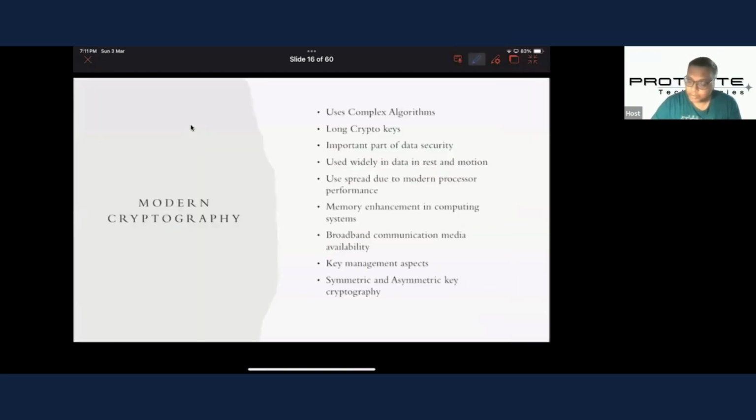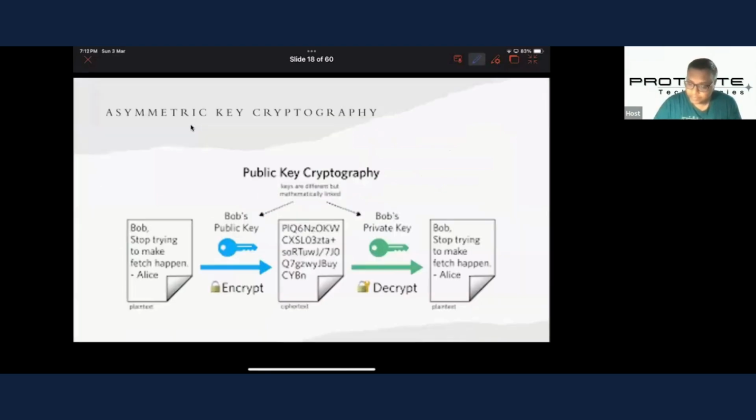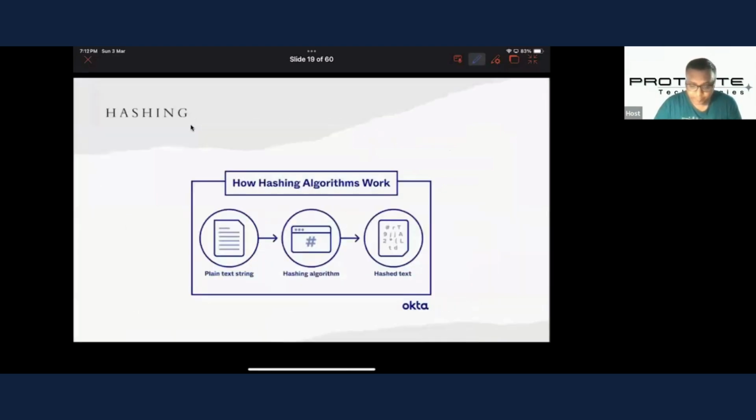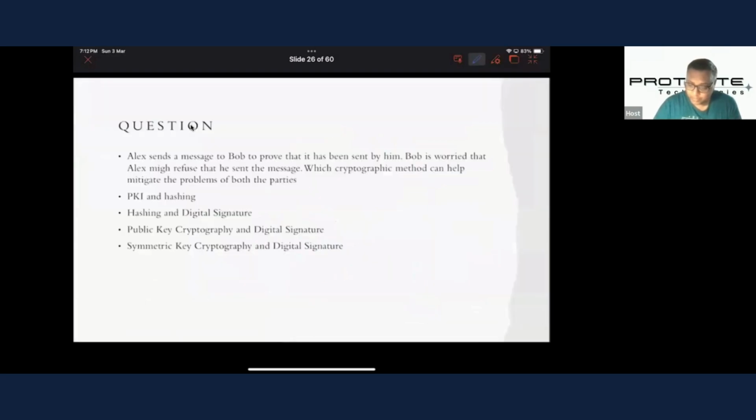Right. Okay. So modern cryptography, I have told you symmetric key, I have told you public key cryptography, I have told you how hashing works. Let's have a small question on hashing. You will get such questions. CISSP is very fond of such questions, Alex and Bob questions.